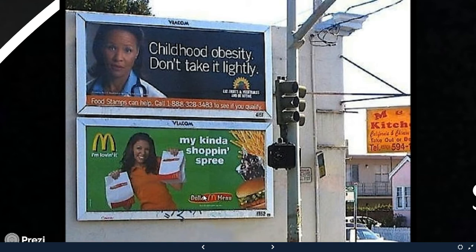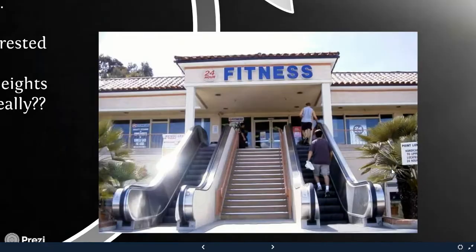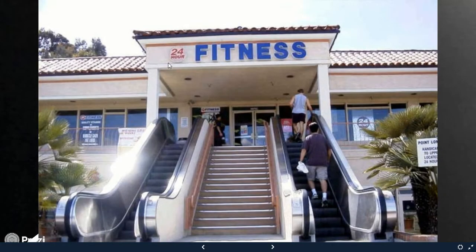So that's ironic because we have one billboard here that's trying to fight against obesity, and then we have McDonald's, which is known as fast food, very unhealthy food. We also have a picture right here of the aforementioned gym with an escalator. There's manual stairs here, but these people are taking an escalator, which is kind of a lazy way to go upstairs to a gym.